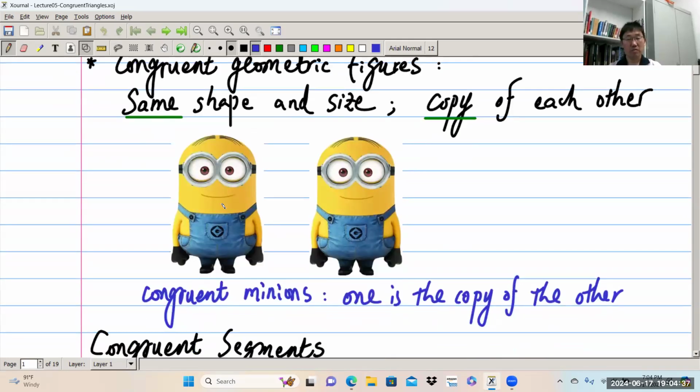For example, I downloaded this figure, called a minion, and then I made a copy of it. So you see two minions. One is a copy of the other, and these two minions are congruent. They have exactly the same shape and exactly the same size.